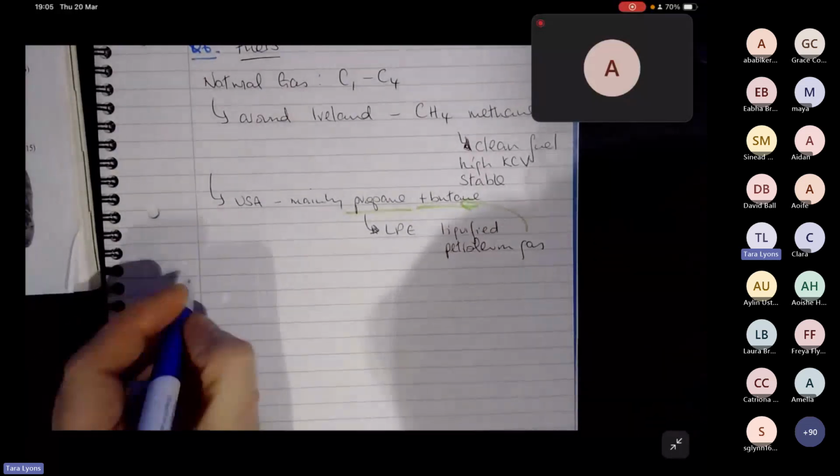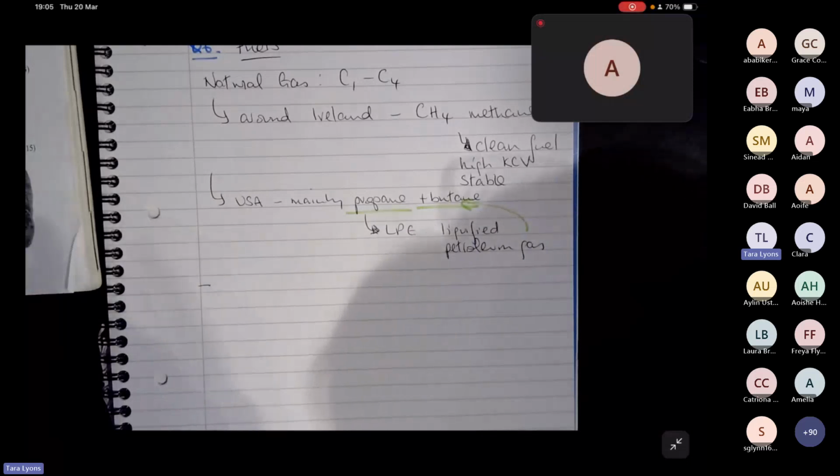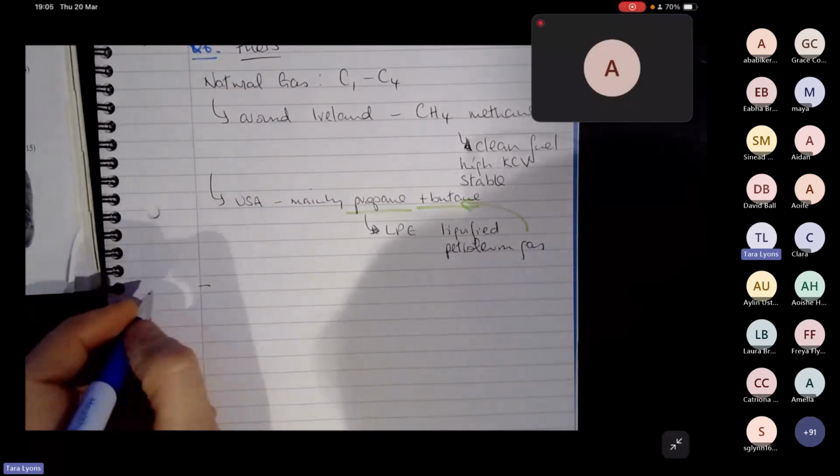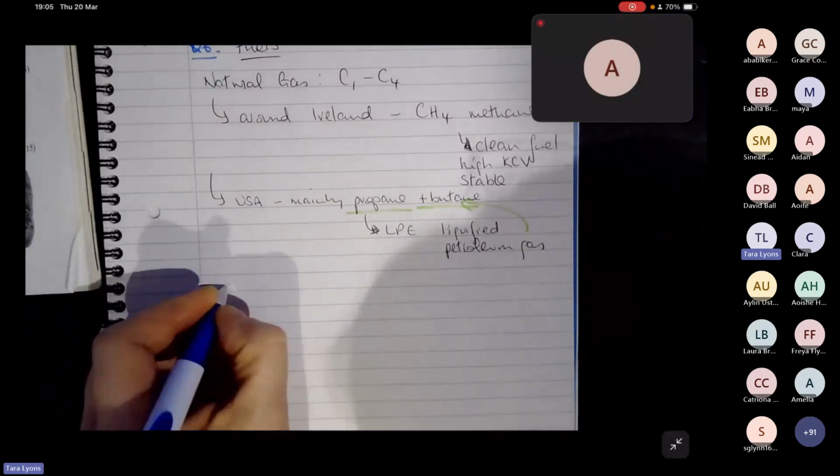The other thing about natural gas, there's not a lot we need to learn about it, really, to be honest with you. The other thing that we need to learn about the fuel natural gas is that it is odorless.